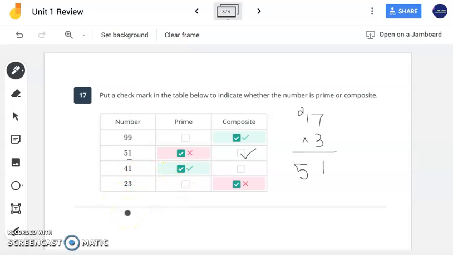Now, 23 is also a very popular prime number because I know that 1 times 23, or 1 and 23, are the only 2 factors of 23. Nothing else can be multiplied to create the number 23. So that's why we're going to classify 23 as a prime number.